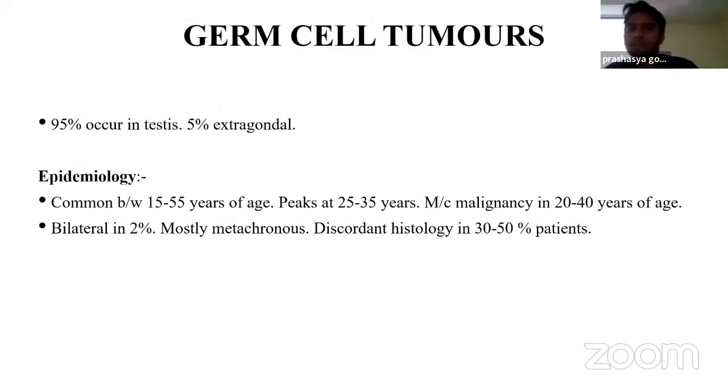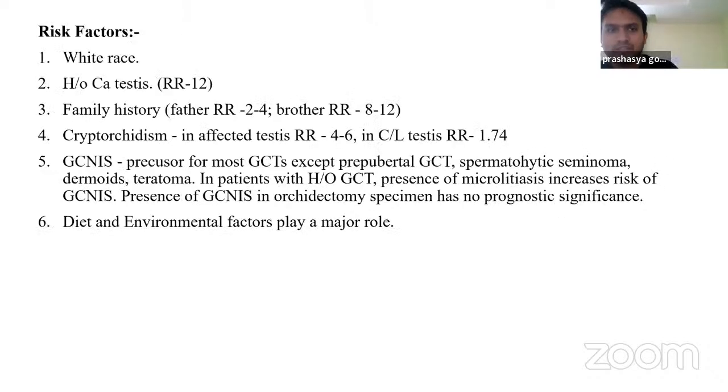Sir, epidemiologically, they occur most commonly between age of 15 to 55 years, and they peak at 25 to 35 years. And they are the most common malignancies in men between the age of 20 to 40 years. They are bilateral in 2%. Mostly, they are metachronously bilateral, and they can have discordant histology in 30 to 50% of patients.